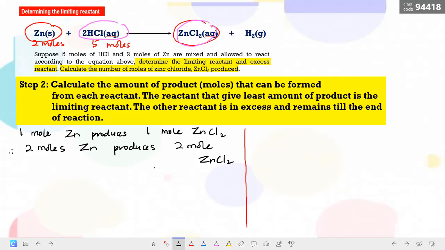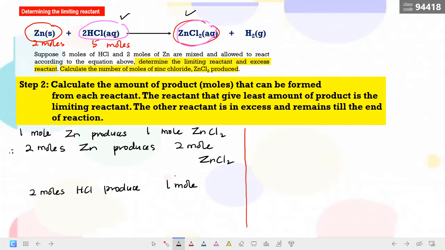Okay, so now use the same method to compare HCl and zinc chloride. Okay, we have here from the equation 2 moles HCl produce. You must compare the same product. So initially I compare zinc with zinc chloride. So now I have to compare HCl with zinc chloride.